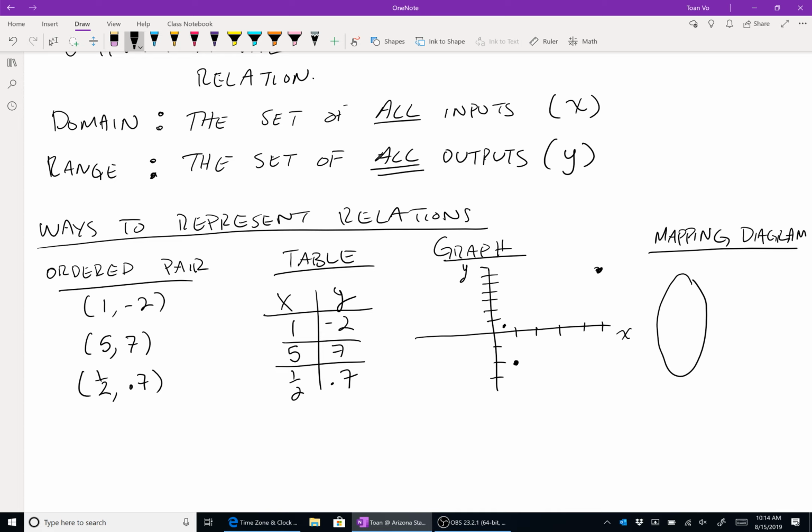So you typically represent the domain as an oval and the range as an oval, and you just put your domain and range values inside these ovals. So in my example, my domain consisted of 1/2, 1 and 5, and my range consisted of -2, 0.7, and 7. And you visualize these relations using connecting lines. In our example, 1/2 was connected to 0.7, so I'll draw a line like that. 1 was connected to -2, and 5 was connected to 7. So that is an example of representing this relation.